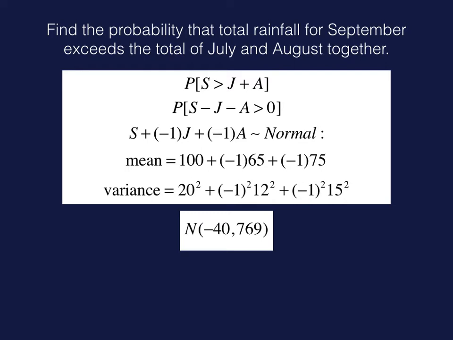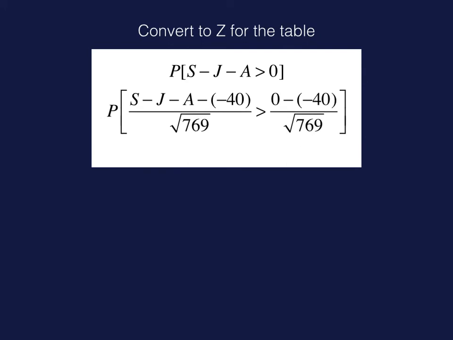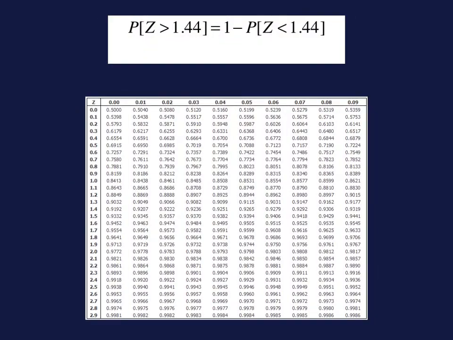So calculating this out, I'm going to subtract the mean from both sides and divide by the SD. And again, minus 40 makes positive 40. So I want the area greater than 1.44 in the z table. Looking up 1.44, that's an area of 0.9251. Subtract that from 1 because I want the area to the right, and the answer is 0.0749.